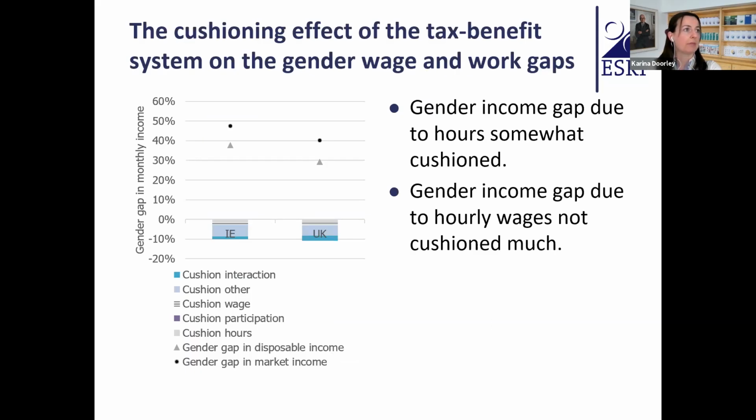And then if we look at how the tax benefit system cushions these gaps separately, the ones that stand out here are, the bright blue at the bottom, this is the interaction effect. So there's some cushioning of this interaction between wages and work. There's quite a bit of cushioning of the other gaps. So these are the self-employment gaps and the demographics. And there's very little cushioning of the gender wage gap. So this is barely visible here, the stripy part of the bar. And then there's quite a bit of cushioning of the hours gap and very little of the participation gap. So really, I suppose the cushioning that is happening is in terms of hours of work and not so much participation and not so much the gender wage gap.